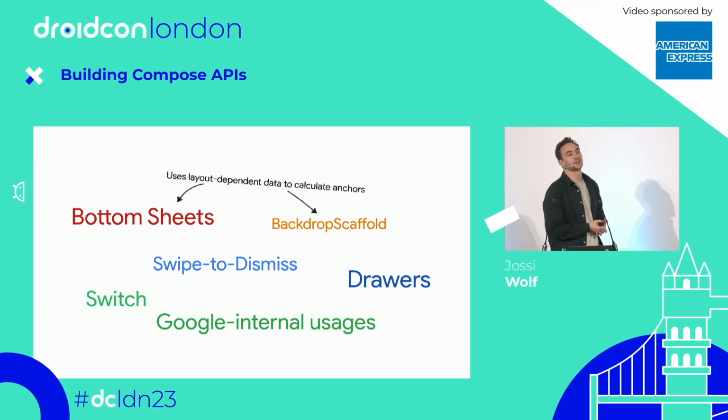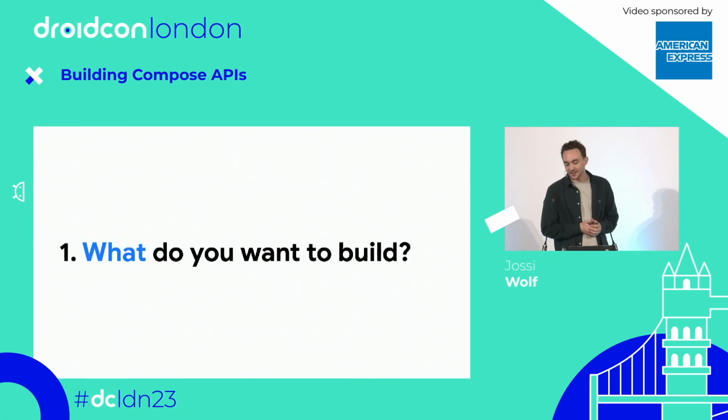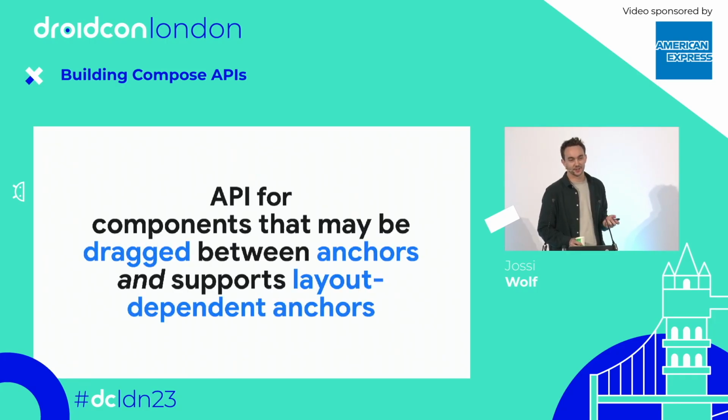Now, the first question when building an API is always, what do you even want to build? And this is surprisingly hard to answer. In our case, we were lucky because we had some sort of predefined definition, which is very nice, because swipeable existed before. So we wanted to have an API for components that may be dragged between anchors, the discrete states, and that supports layout-dependent anchors.